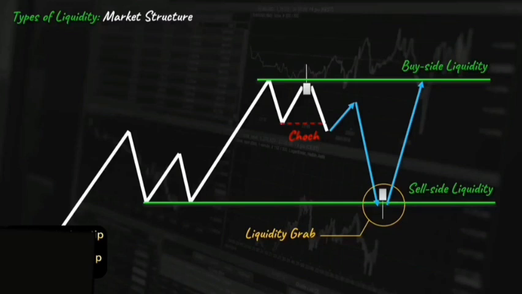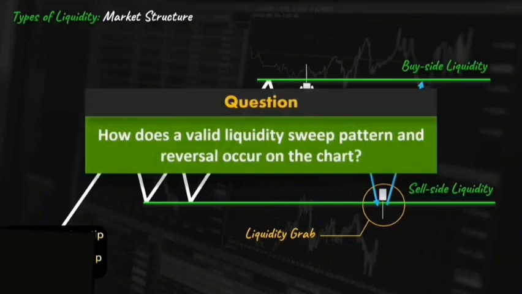Now you should have a basic understanding of how the algorithmic price delivery makes the market fluctuations towards the liquidity zones on the chart. We said that after the liquidity sweep pattern formations, the market will move away towards the liquidity zones on the other side. So let me show you how a valid liquidity sweep pattern and reversal occur on the chart.